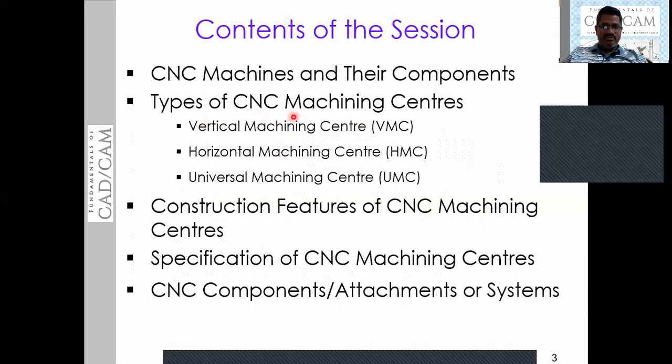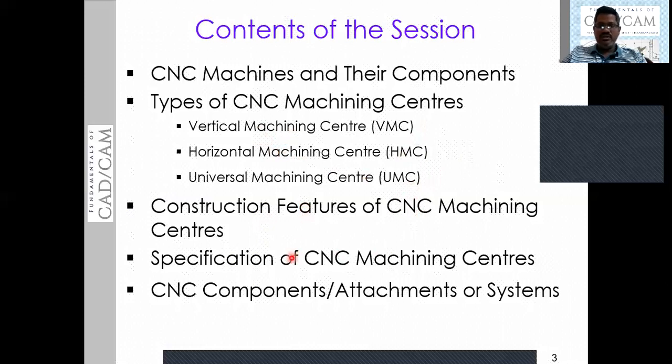After discussing the types of magazines, CNC machining centers are classified according to the orientation of the spindle axis. It may be a vertical machining center, a horizontal machining center, or a universal machining center. There are three types of machining center: VMC, HMC, and UMC. We will see them with diagrams and discuss briefly in this slideshow. And after discussing the different types of machining center, we will discuss the construction features of CNC machining centers, of course.